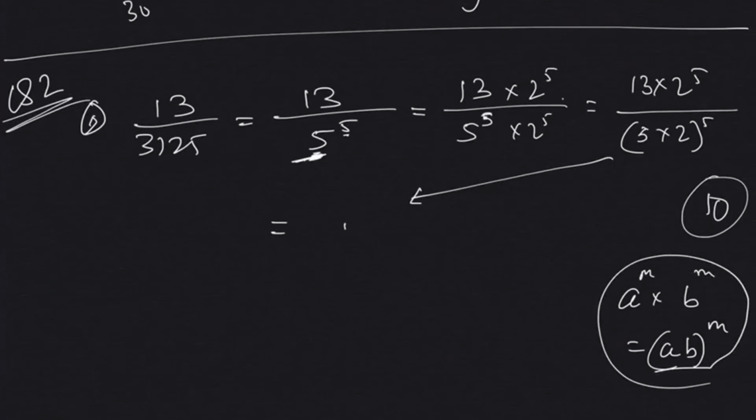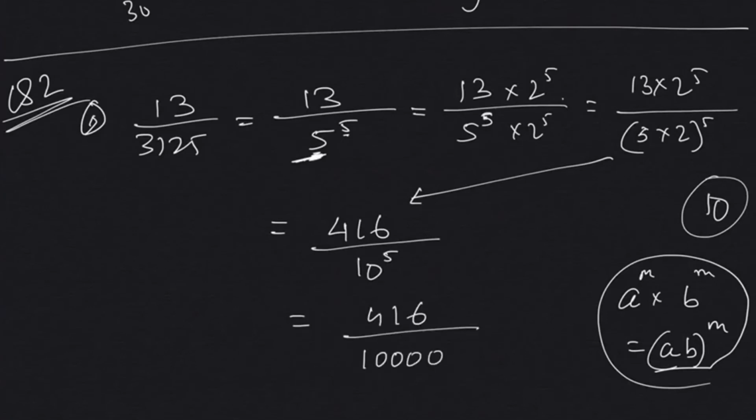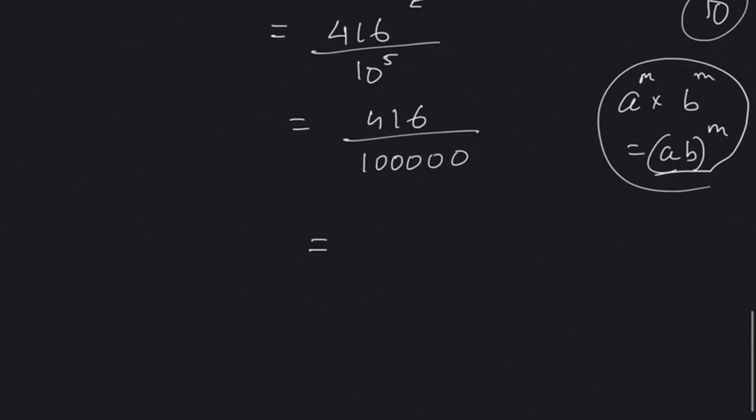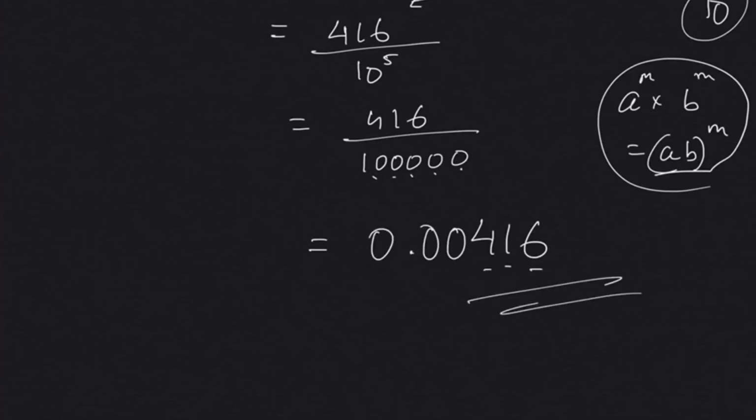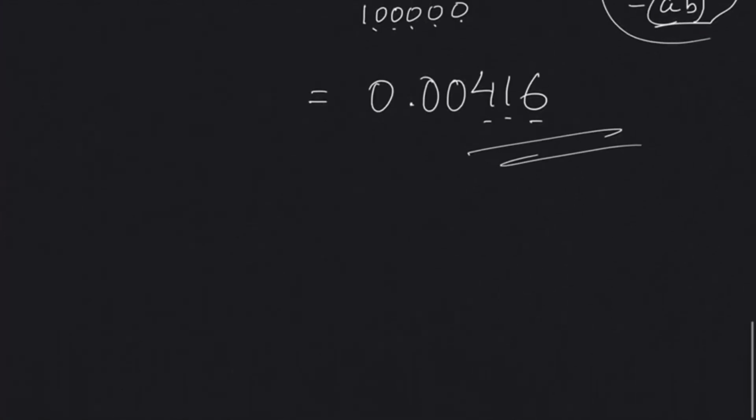I'll just multiply, that is 416 divided by 10 power 5. That means 416 divided by 10 power 5, which is 5 zeros. To convert this into a decimal, I hope we all know, you first write 416, then 5 places, 1 2 3 4 5, after that you will put the decimal. That means if you divide, this will be the decimal expansion.